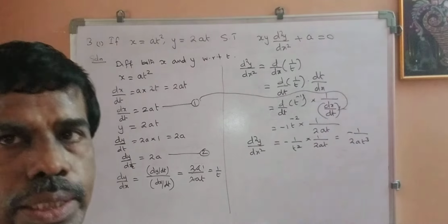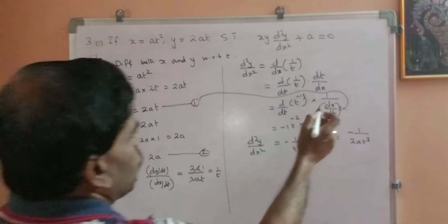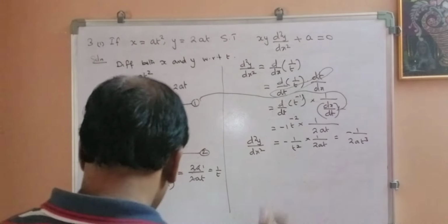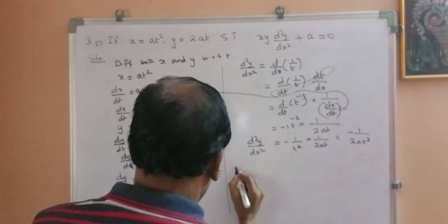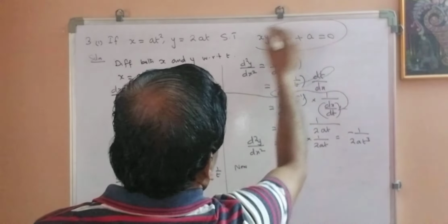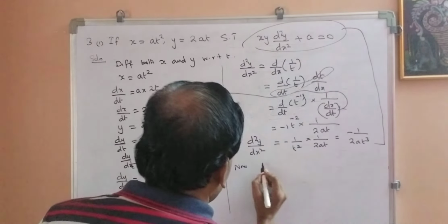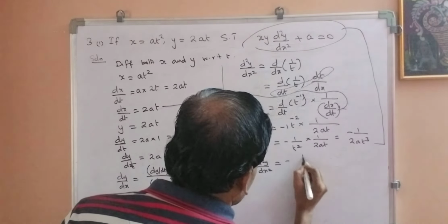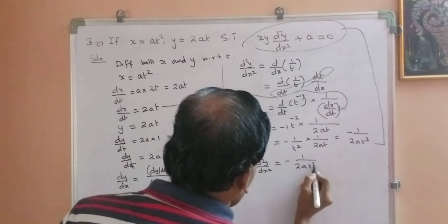This is d square y by dx square. Now look at this. Is there any doubt in this? This is chain rule again that we have applied here. Now this I will adjust to get this result. d square y by dx square equal to minus 1 upon 2at cube.